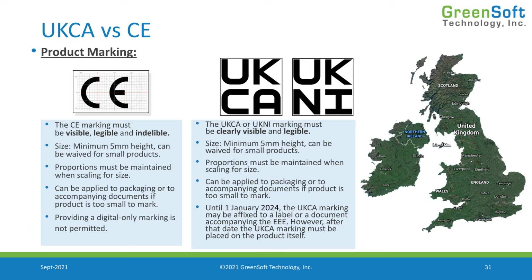Now, one unique thing about UKCA is that although they say it must be applied to the product, and it can only be applied to the packaging or accompanying documents if the product is too small, that is actually waived until the end of the transition period. Currently you can apply the UKCA marking to a label or a document accompanying the EEE. It does not have to be on the product itself until the end of the transition period. So when we look at this, it's largely in alignment.